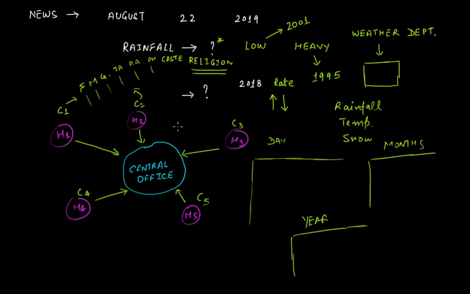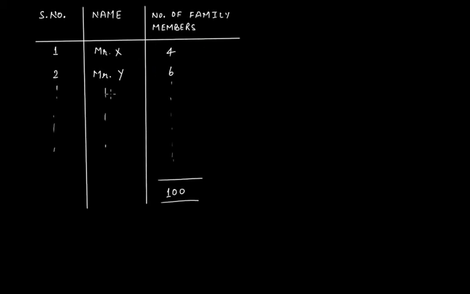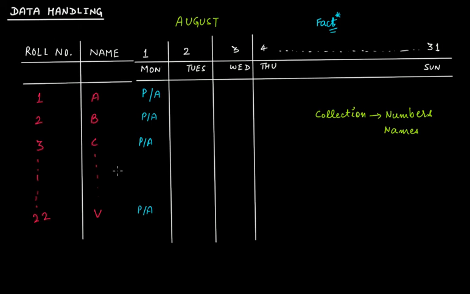Okay, so the point is that data collection can be just numbers, or a collection of numbers and names, some other alphabets and all. So this is all about data collection. Now just think, this is all about data collection, right? So then why are we actually using the term data handling?